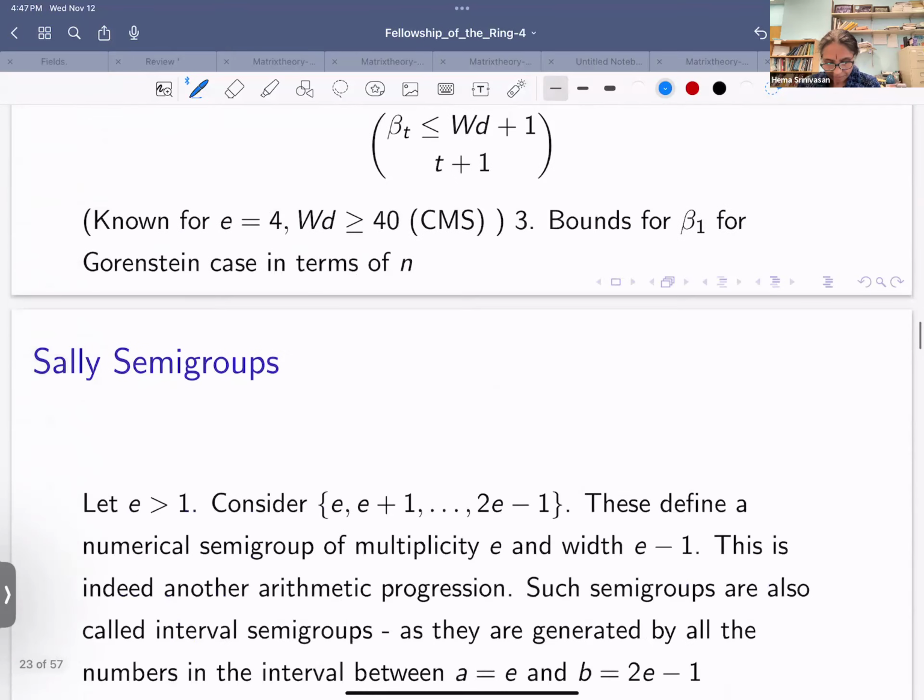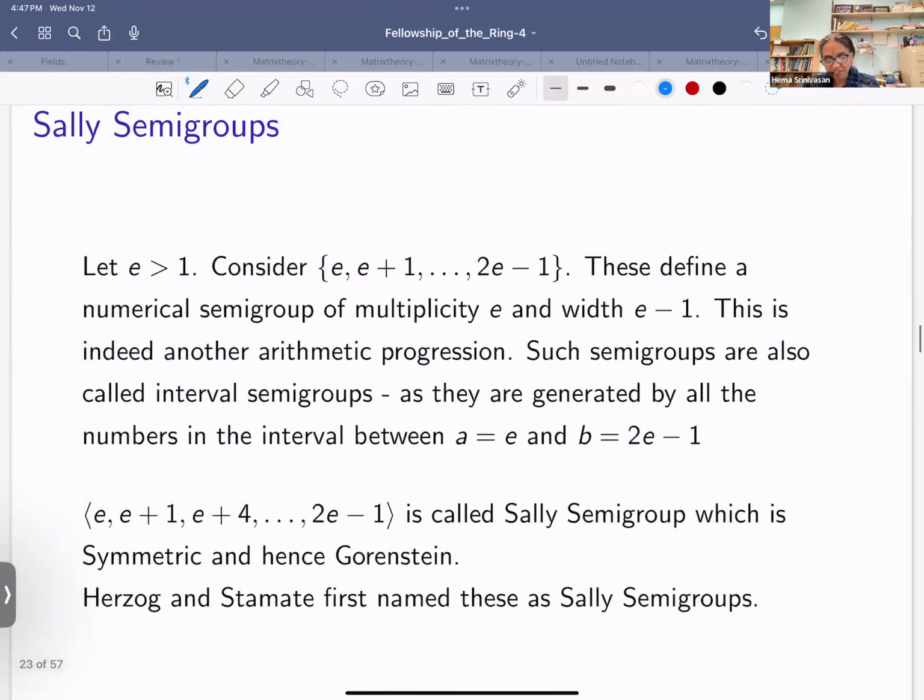Okay. Now let's talk about Sally semigroups. When e is bigger than 1, we take e plus 1 up to 2e minus 1. Obviously, I won't go beyond that because it will no longer be minimally generating. So these define a numerical semigroup of multiplicity e, and width is e minus 1. It is an arithmetic progression. These semigroups are also called interval semigroups, as they are generated by all the numbers between e and 2e minus 1.